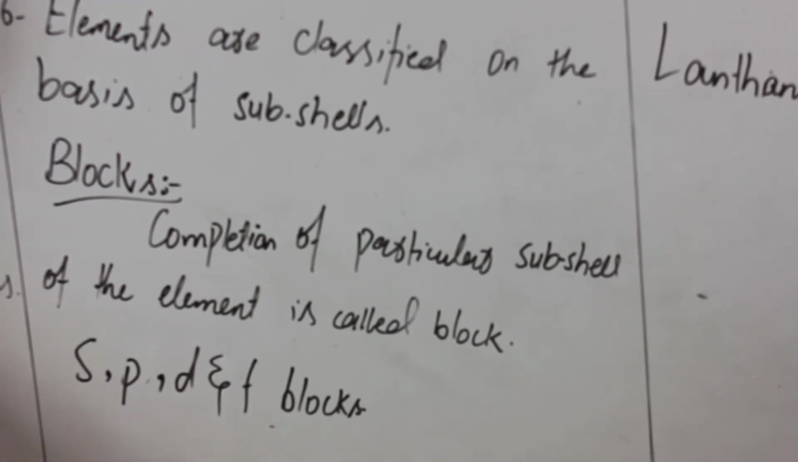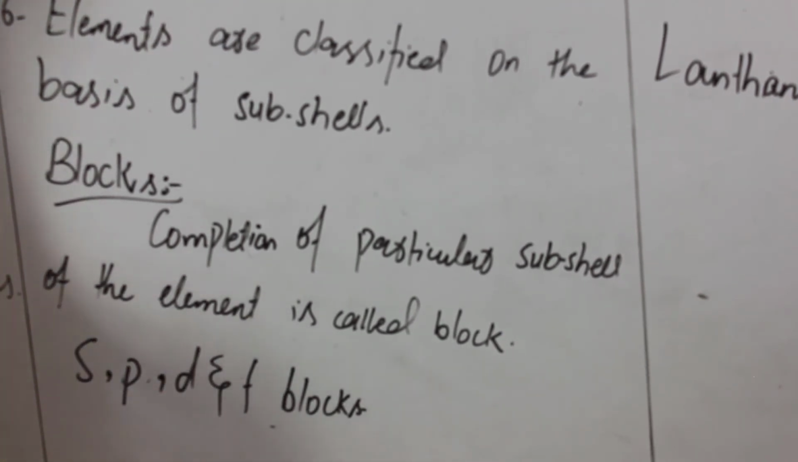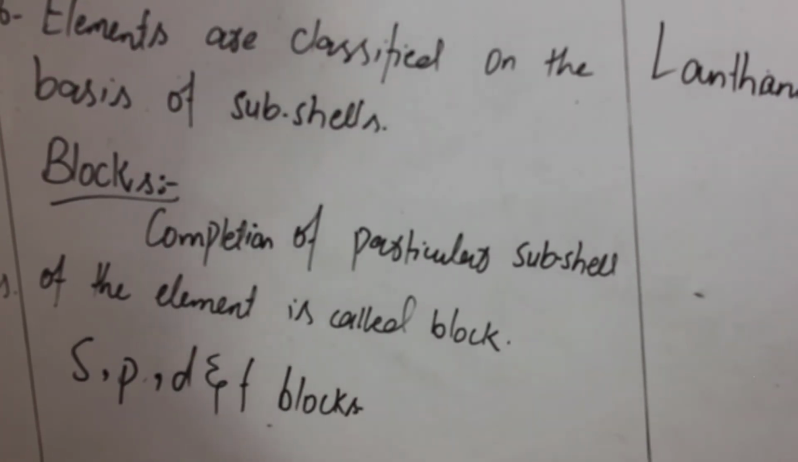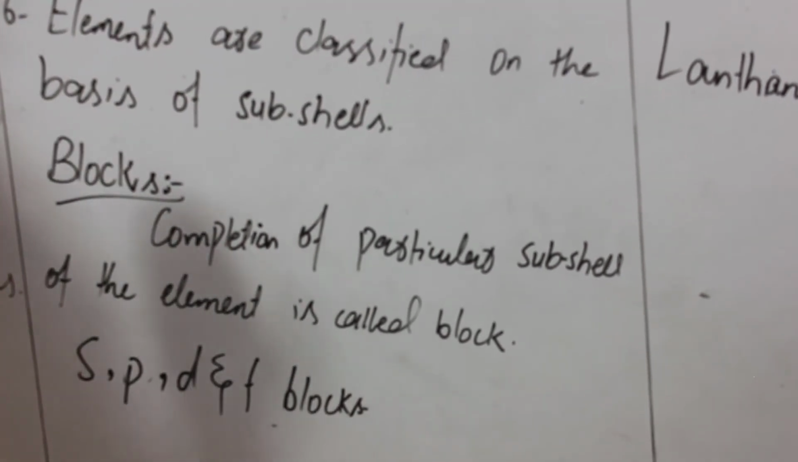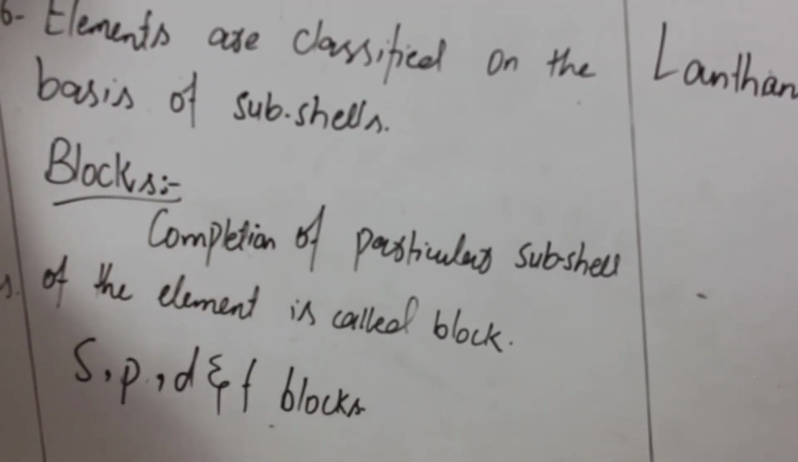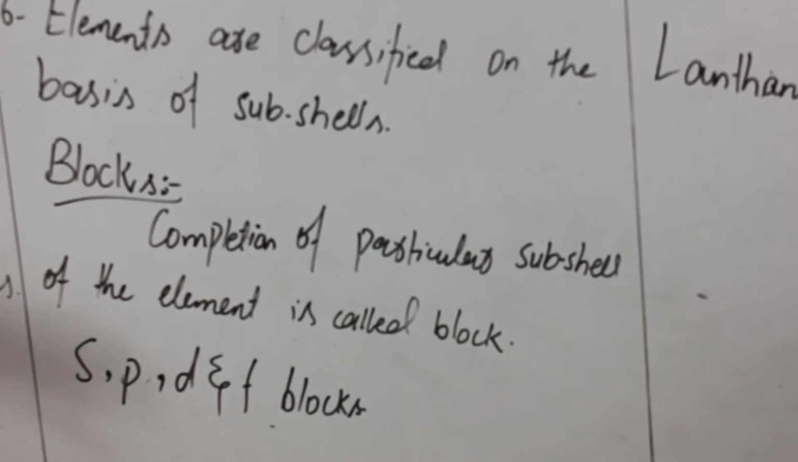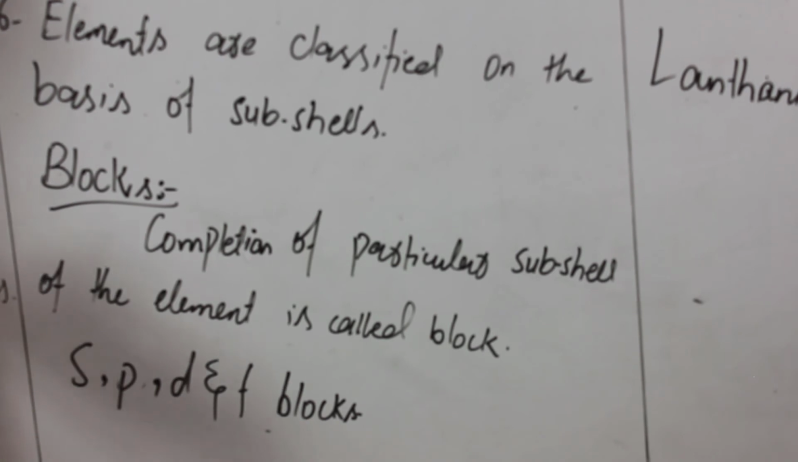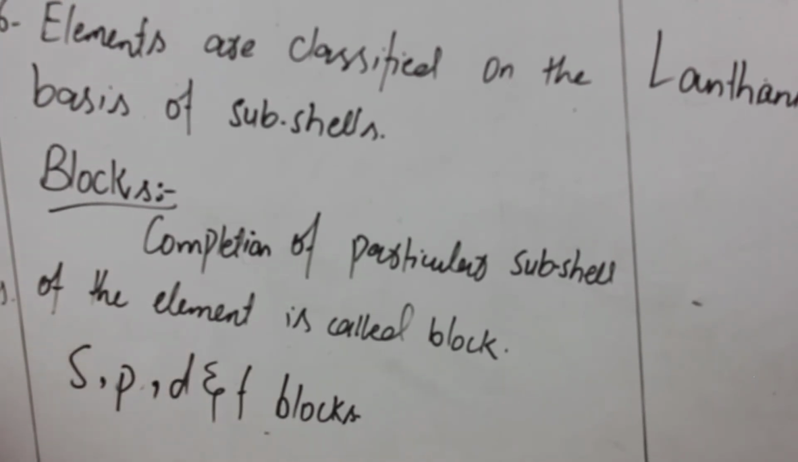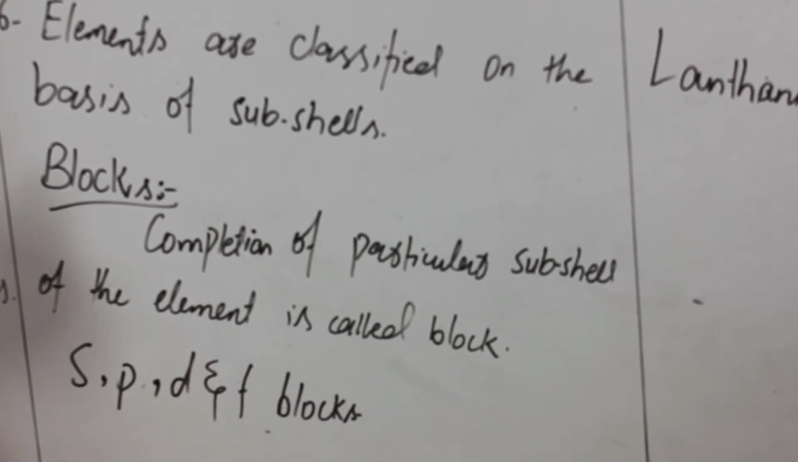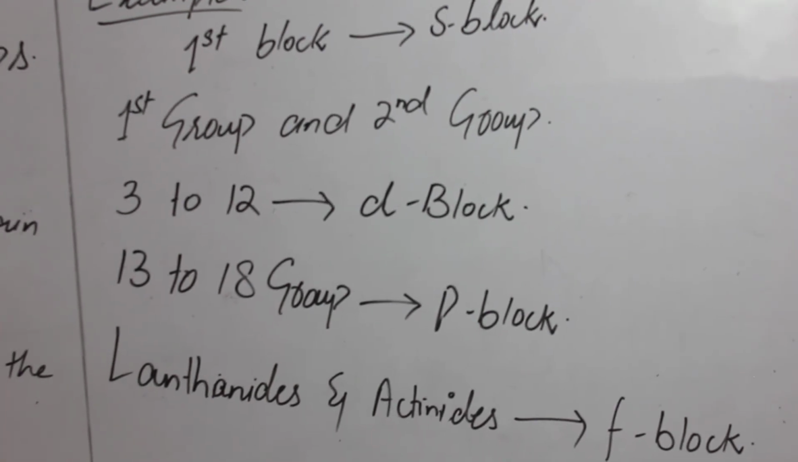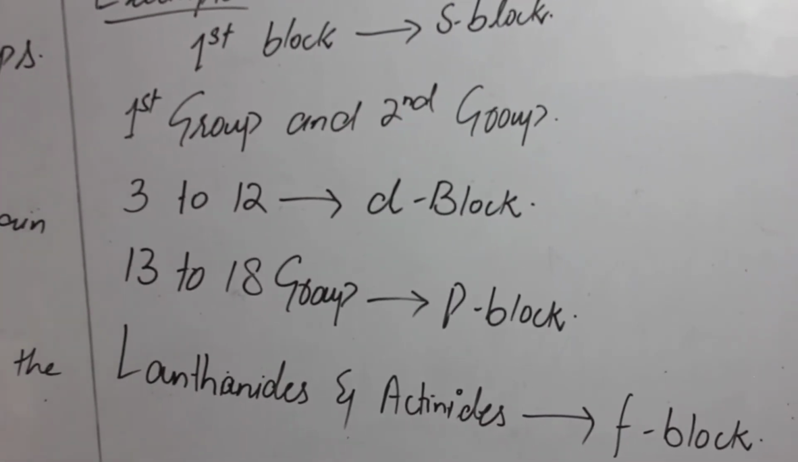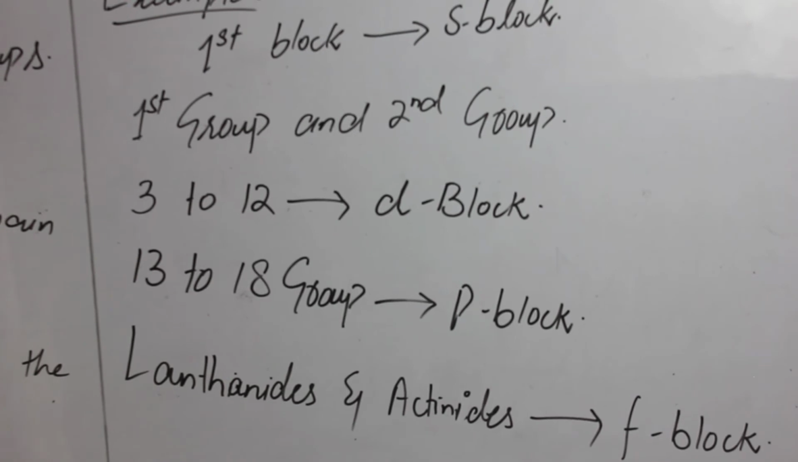First one is the S block, second one is the P block, third one is the D block, and fourth one is the F block. They are based on the subshell names. You have only 4 subshells: S, P, D, and F. That's why they have 4 blocks, and they are named on the basis of the subshell: S, P, D, F. The example of the blocks is that the S block consists of 2 groups, the first group and the second group.